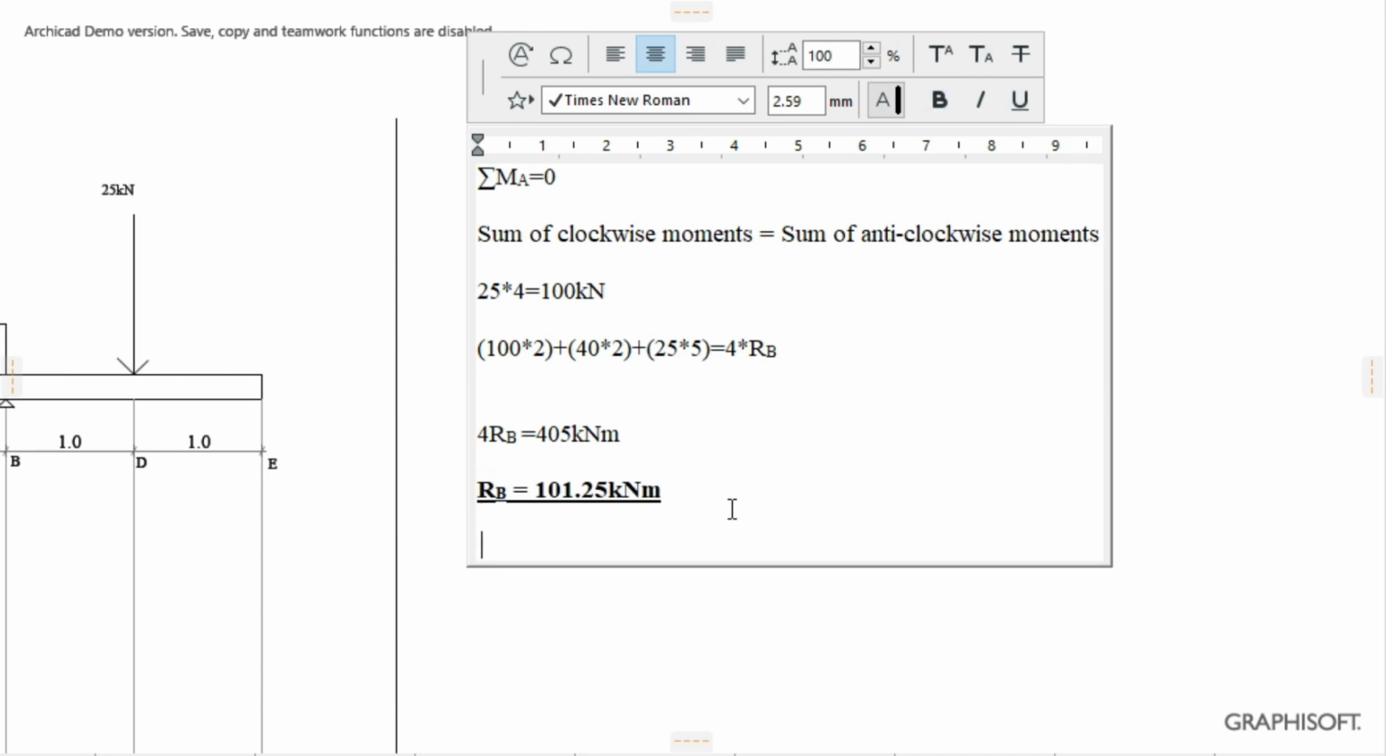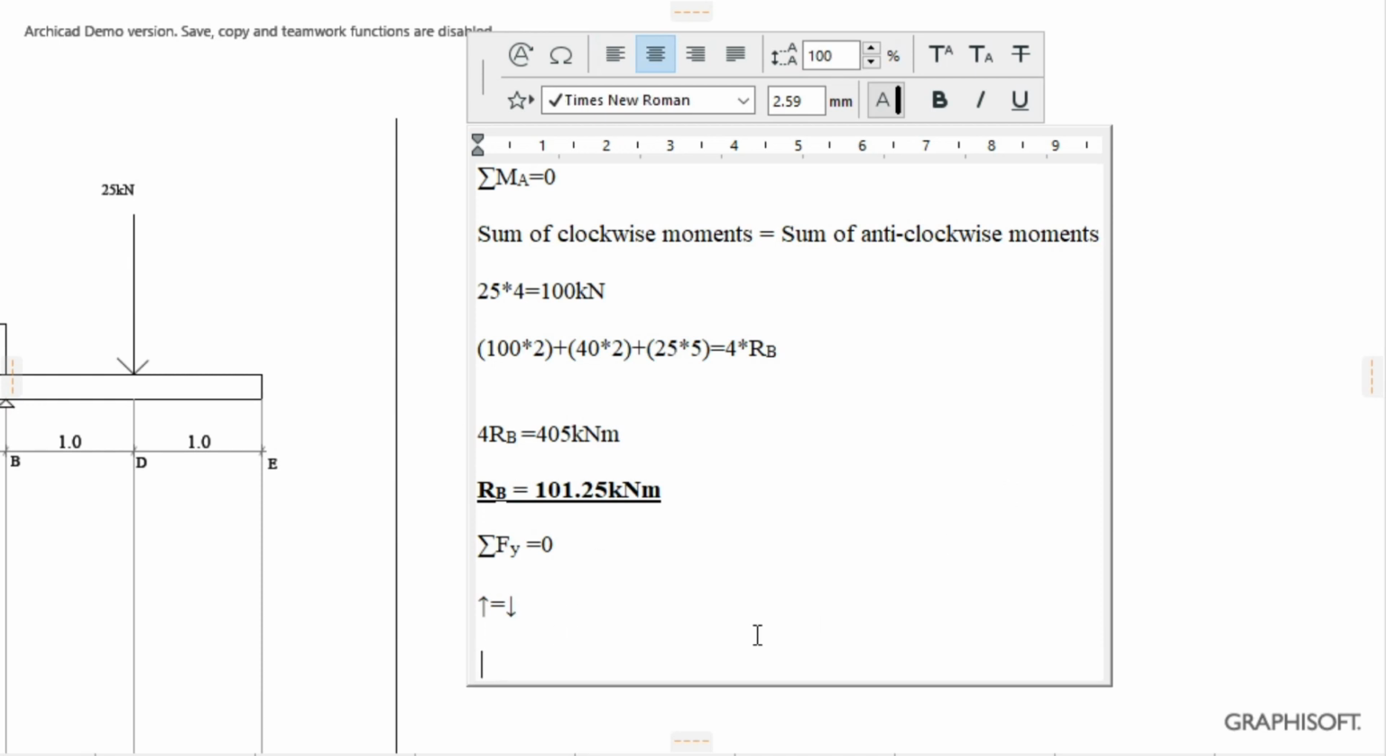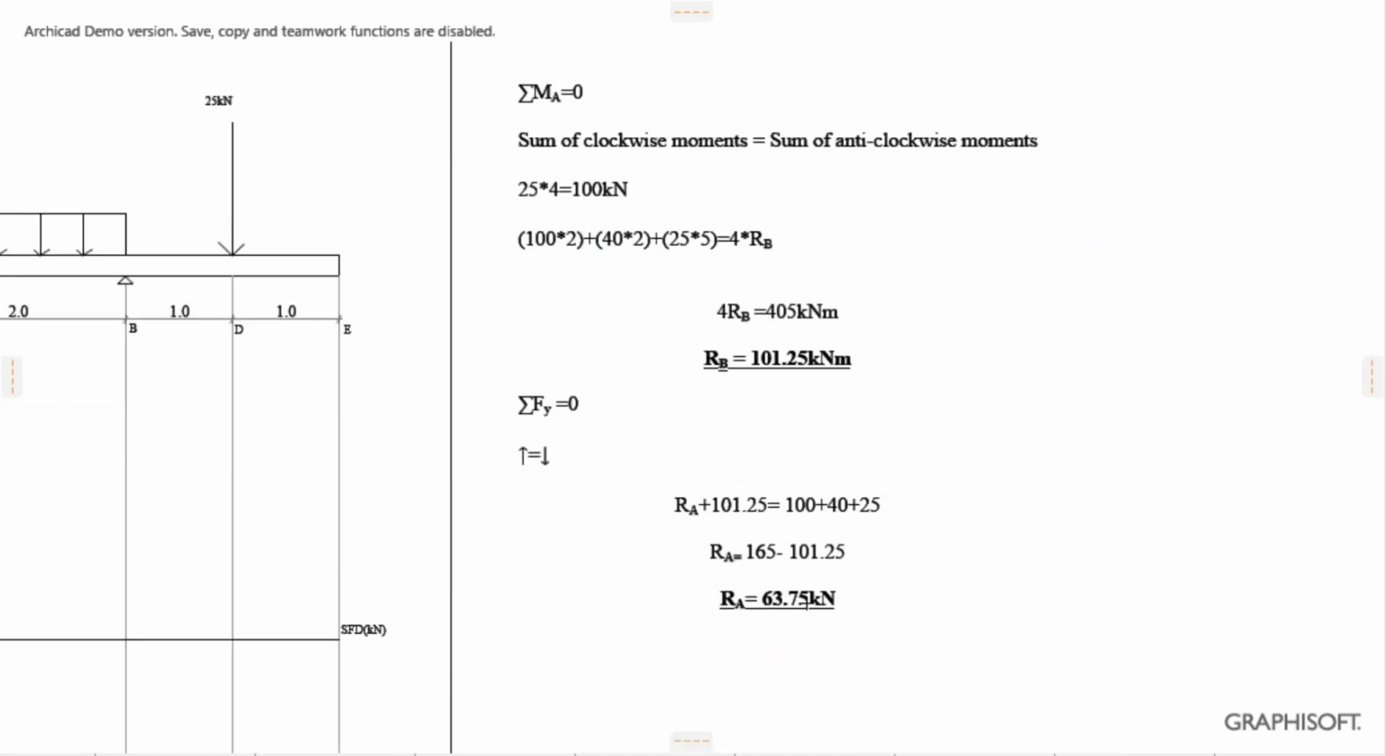kilonewtons. Then you go for the second equation of static equilibrium. Summation of forces along the y-axis should be equal to 0, meaning total upward is equal to total downward forces. So RA plus RB, which is 101.25 kilonewtons, should be equal to 100 plus 40 plus 25. So RA will be equal to this sum, that is 165 minus 101.25. Therefore, we shall find RA to be equal to 63.75 kilonewtons.